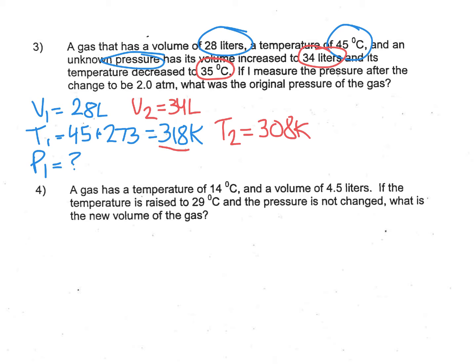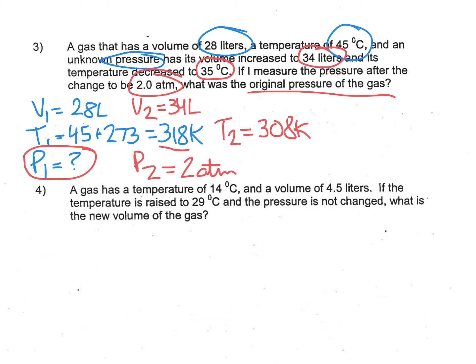Or if you wanted to do it the long way, you could just take 35 degrees Celsius and add 273 to it. And if I measure the pressure after the change to be 2 atmospheres, so it looks like my final pressure, P2, is going to be 2 atmospheres, ATM. We want to know what the original pressure of the gas is. So that's why we're going to solve for P1.